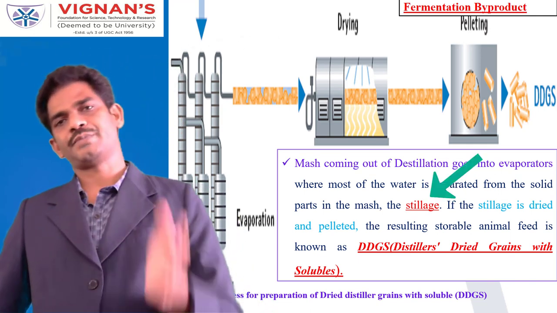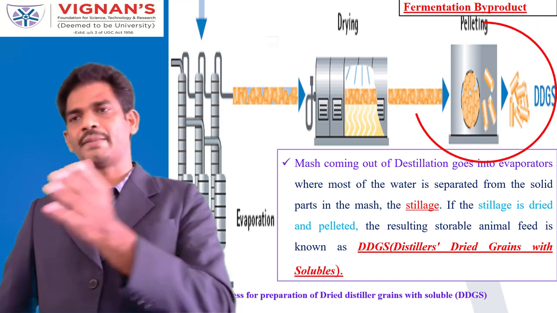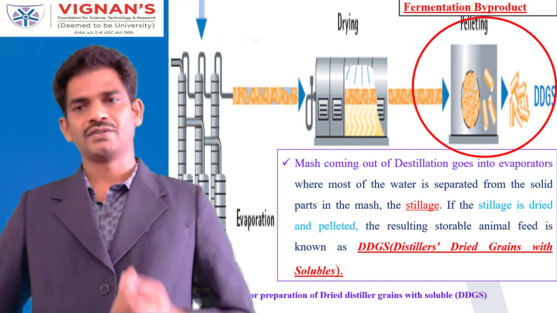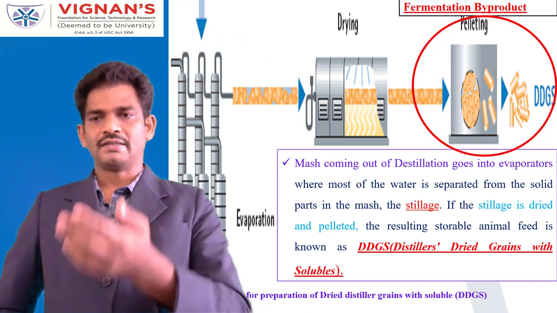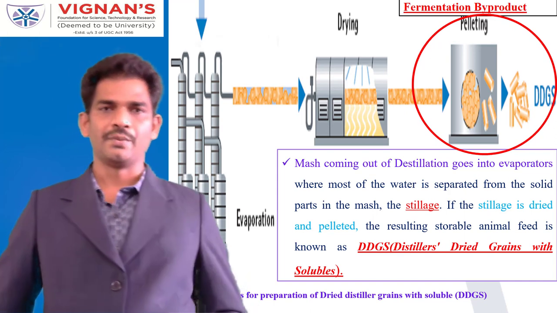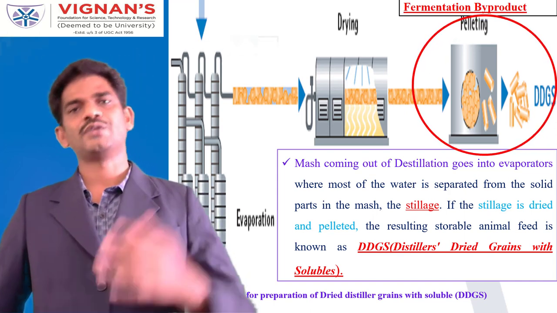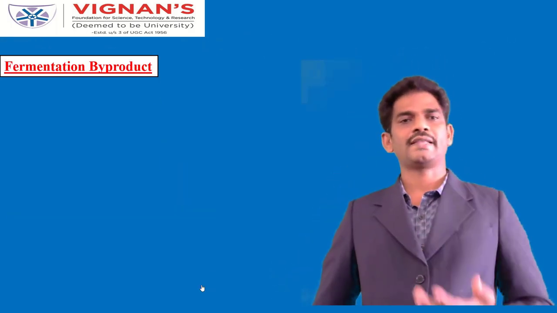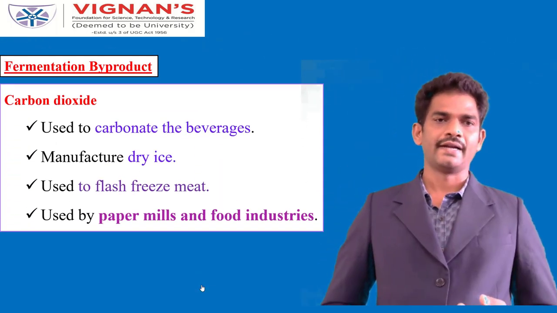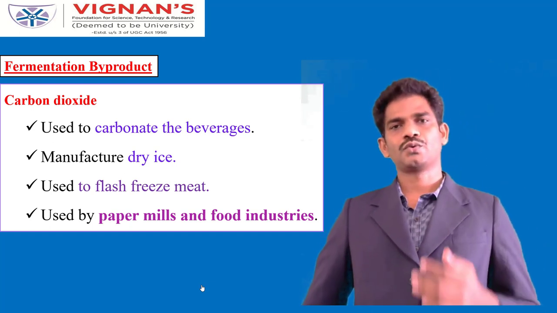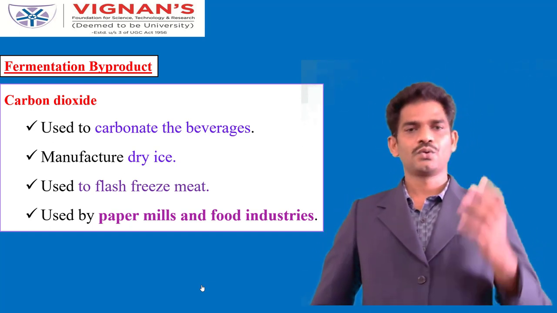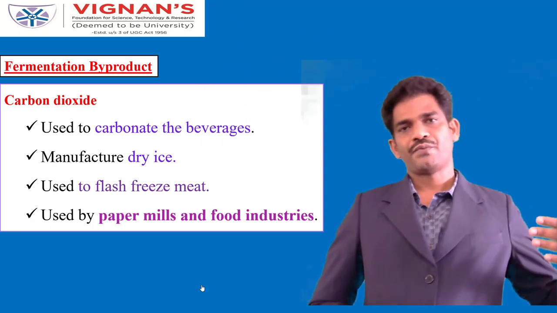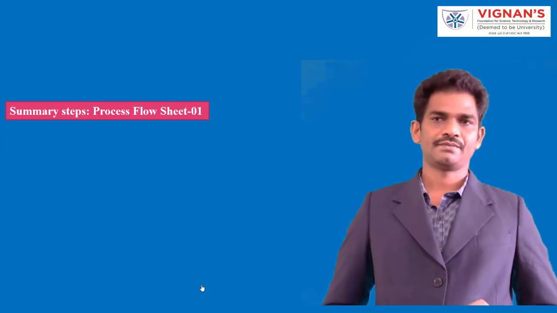Then the stillage is subjected to drying, followed by the pelleting process. So you can make pellets of these residual grains. These pellets we call distillers dried grains with solubles. This DDGS you can use as animal feed. You also get another byproduct, that is carbon dioxide. You can use this to carbonate beverages, in manufacturing of dry ice, and also to flash freeze meat.